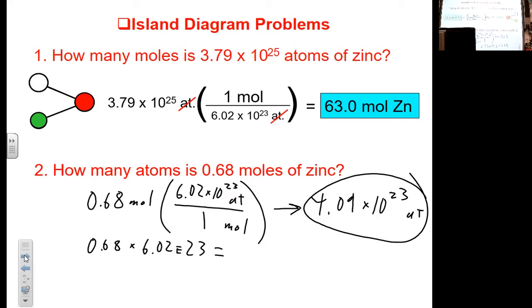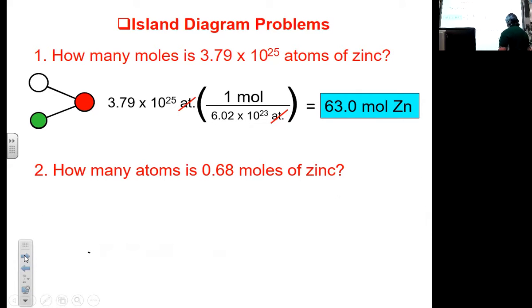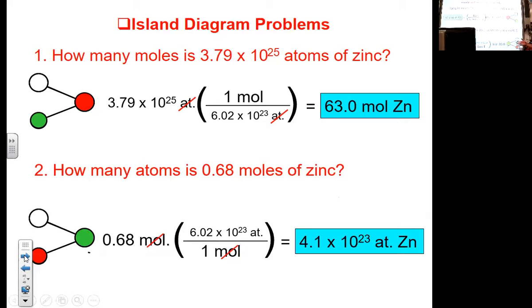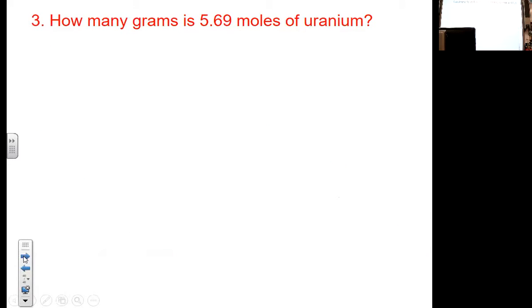Rocking and rolling. Stop me if I do anything wrong, guys. Y'all got to let me know. Let's see it nice and pretty for us. And they rounded a little bit more, no stress. You will never be graded on rounding. Okay? So let's do some grams.